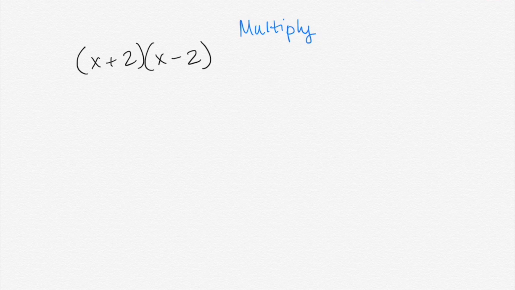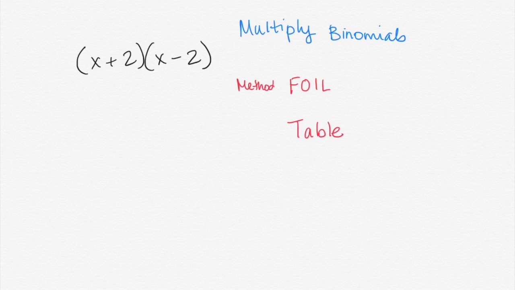What if you have a binomial and you have to multiply it by another binomial? Like this example that you see in front of you, x plus 2 times x minus 2. Each of these terms is a binomial, so they each have two terms. So how would you go about checking your answers then? Well, there's two methods. One of them is called FOIL, and the other one is using a table method. I'm going to be using both methods throughout this module, but in this lesson, I'm going to explain how each one works.